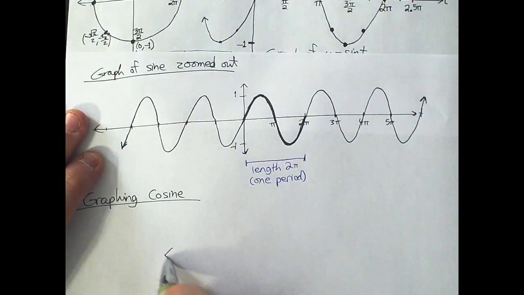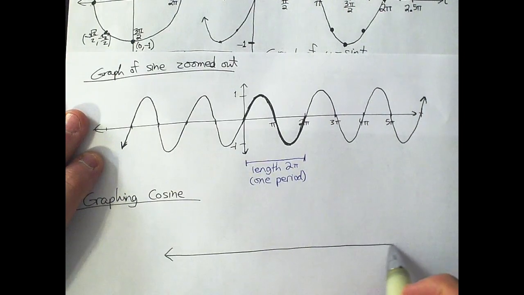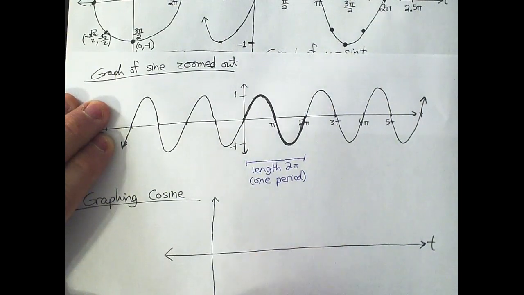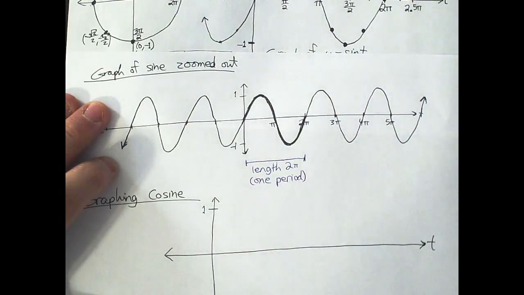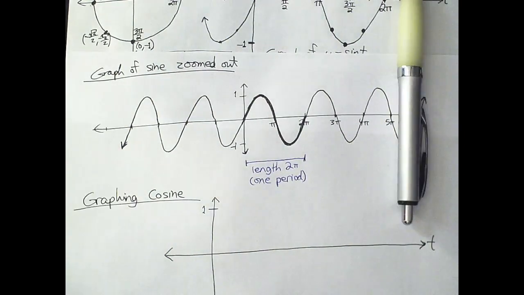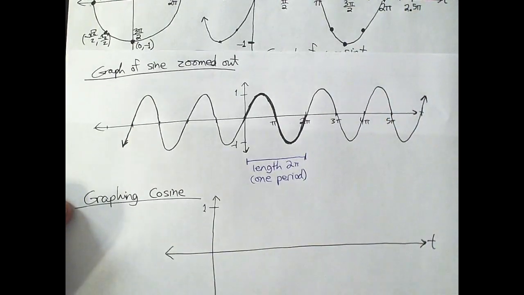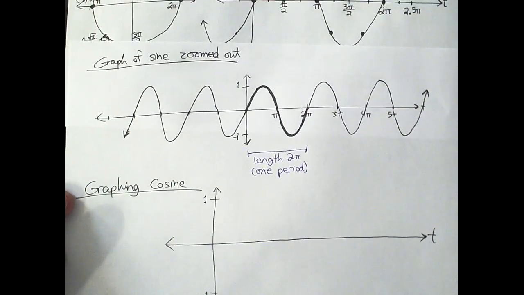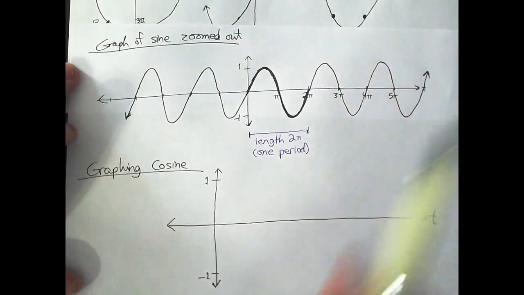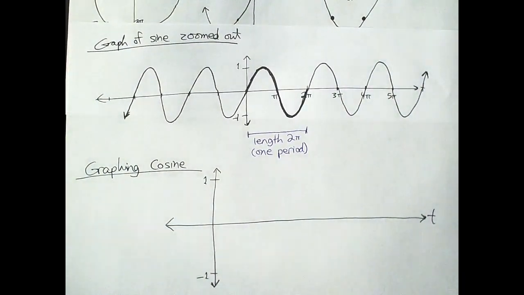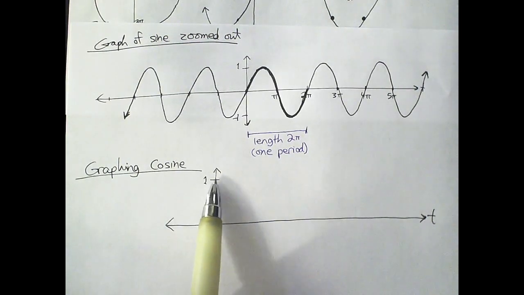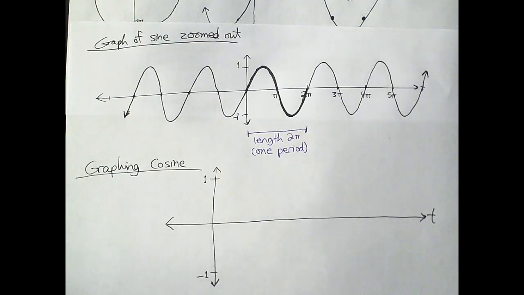I would like to graph cosine similar to how we graphed sine before, but we'll go through it a little quicker. Here's the max height of 1, minimum height of -1. So why did I say that? I'm looking at the unit circle and thinking, what is the maximum cosine value that we ever get? That would be the maximum x coordinate on the unit circle. The furthest to the right that we ever go is 1. So the max x value is 1. The min x value is -1.